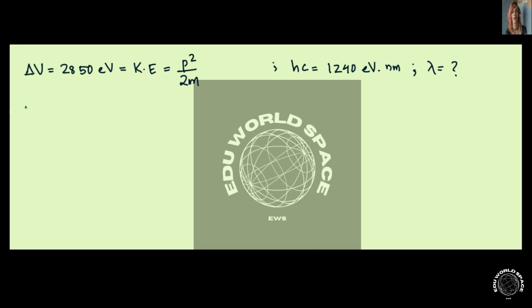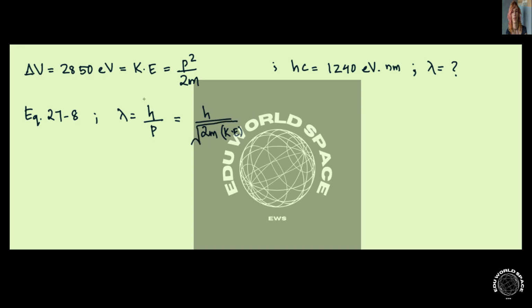Now, using equation 27.8, we write that the wavelength is equal to h over p, which is equal to h over the root of 2 times mass times kinetic energy.